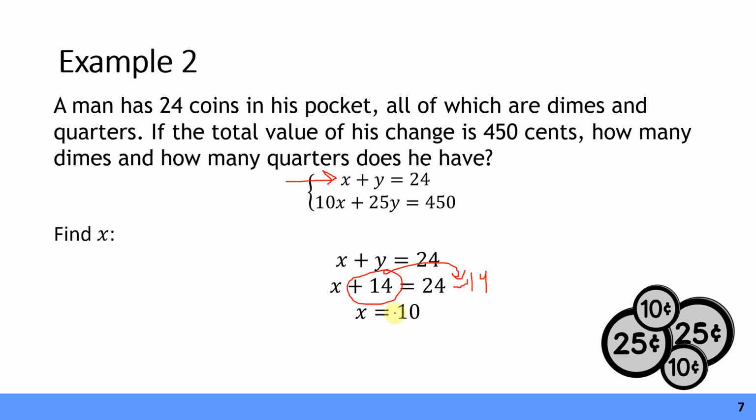And that's it. We're done. Just make sense of the numbers that you got. x equals 10. If you go back to a previous slide, you remember that I said that x was going to represent my dimes. So that means that the man has 10 dimes and 14 quarters.